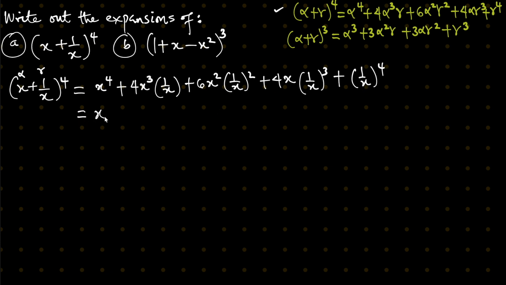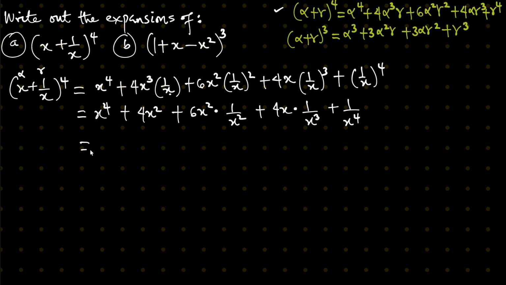So this becomes x to the power of 4 plus 4x squared, as this is the law of indices, plus 6x squared times 1 over x squared plus 4x times 1 over x cubed plus 1 over x to the power of 4. Now this is equal to x to the power of 4 plus 4x squared plus 6 plus 4 over x squared plus 1 over x to the power of 4. And that is that.